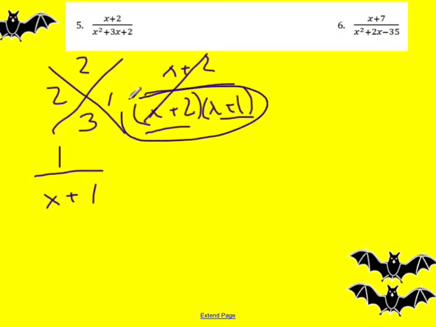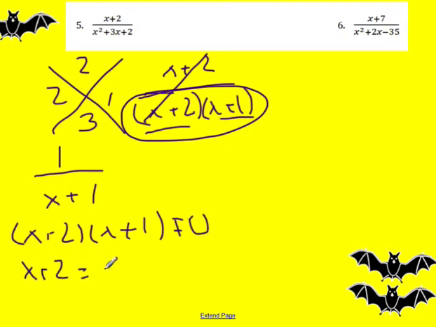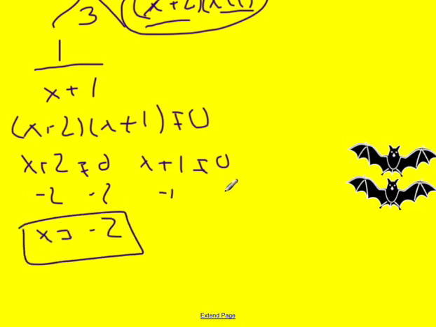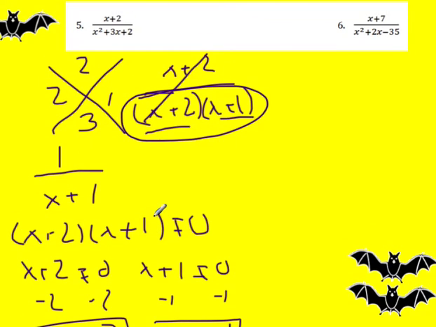So when I go to calculate the excluded values, I still need to use that original version. So I'm going to take x plus 2 times x plus 1, and that cannot be equal to 0. So x plus 2 is not equal to 0, and x plus 1 is not equal to 0. So now we're going to solve each of those. Here, subtract 2 from both sides, so you get that x cannot be negative 2. Here, subtract 1 from both sides, and you get that x cannot be negative 1. So that's your final answer for those excluded values.